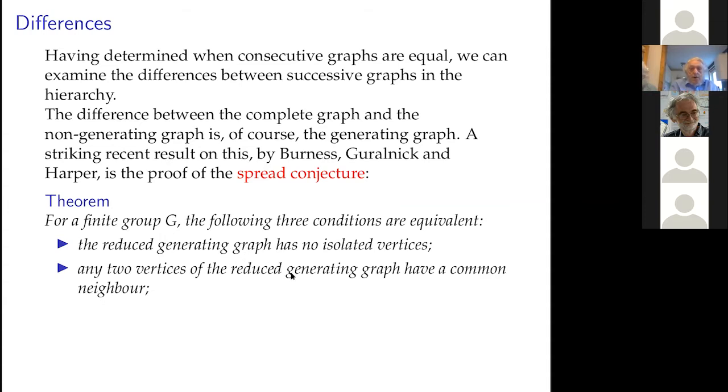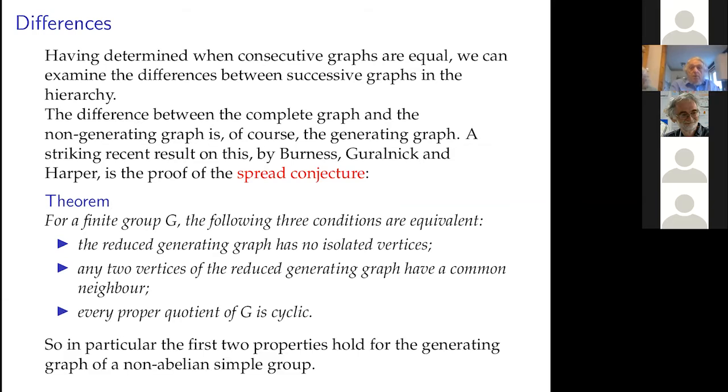And the group theoretic equivalent is that every proper quotient of G is cyclic. So in particular, these equivalent conditions hold for every non-abelian simple group. And it was observed that, well, it was proved that this held in every simple group. It was observed that this appeared to hold, and now we have a proof of this. So that's a big result about the generating graph.